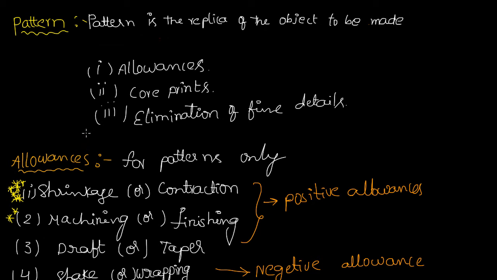In this lecture, I am going to teach you the complete information of pattern and allowances, the complete top to bottom information of pattern, right? So, how do we define pattern? Pattern is the replica of the object to be made. In many textbooks, only this much is written, but it is absolutely wrong. We have to add some extra line also, that is, with some modifications.